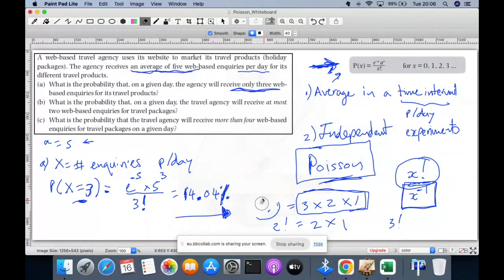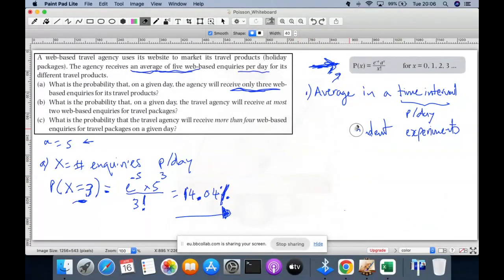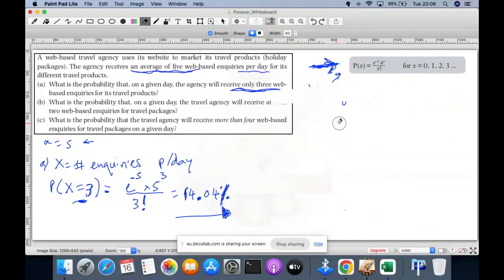Okay, make some space here. All right, let's go on to question B. B says, what is the probability that on a given day, so we're still referring to the same time interval or per day, that the travel agency will receive, oh dear, I took this out. Sorry, I erased that. I don't even know what the question was.